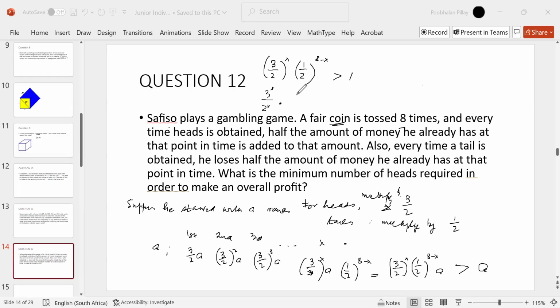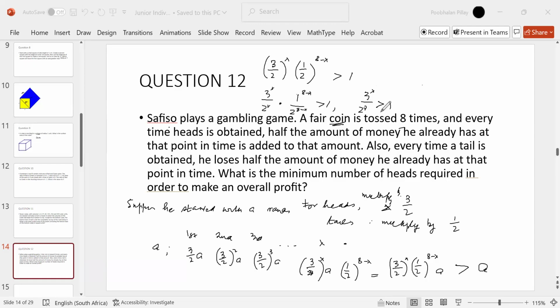So if I invert this, half to the 8 minus X, right, is 1 to the power of 8 minus X over 2 to the power of 8 minus X. 1 to the power of 8 minus X. So now when you multiply these, this is greater than 1, you will have the numerator 3 to the power of X. 1 to any power is itself. But 2 to the X times 2 to the 8 minus X, this is indices, right, is 2 to the power of 8. You add the indices. So 2 to the power of 8 is greater than 1.